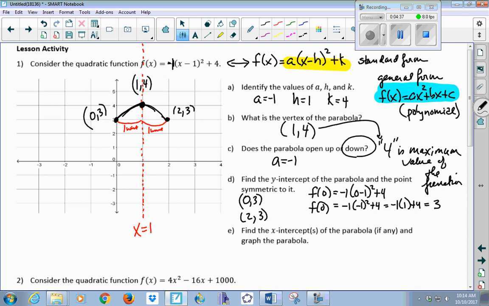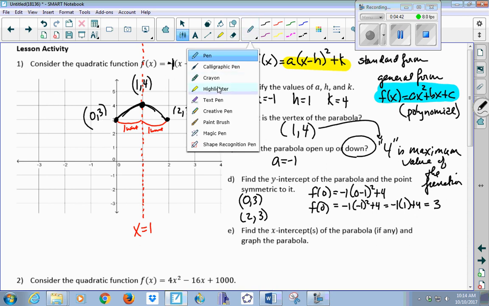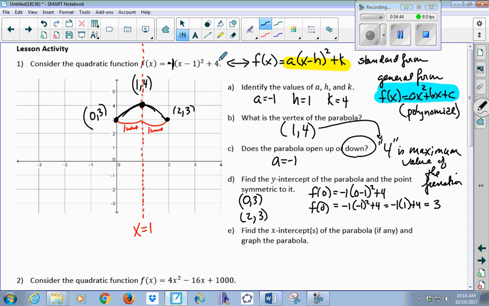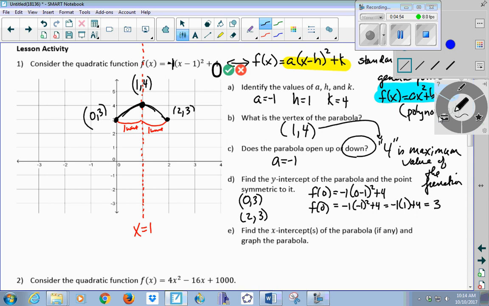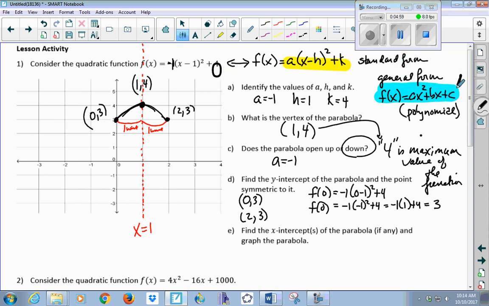Oh, I did want to point out one thing to you. Often students make the mistake of confusing this 4 right here with the constant value right here in our polynomial form. So if we had this particular equation, let me erase that. That didn't come out too great. Oh, it's not going to let me erase it. I guess I'll have to move it up. All right, there we go.